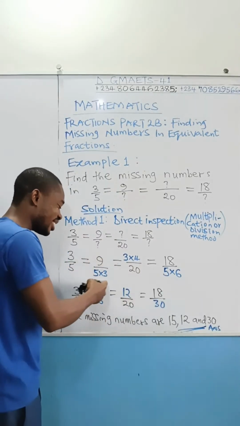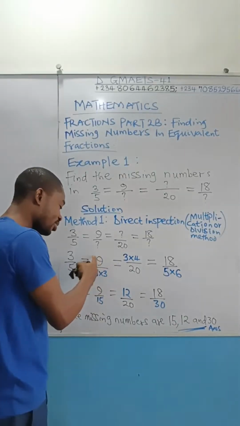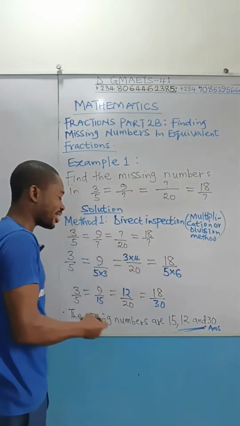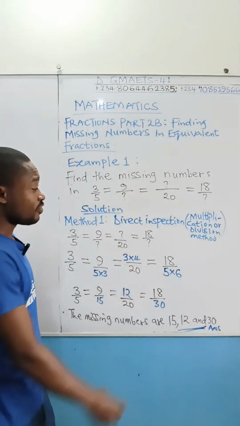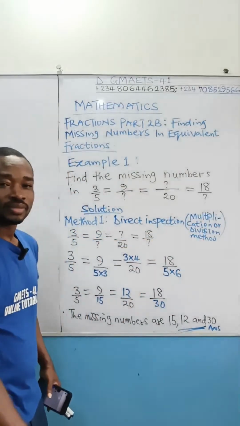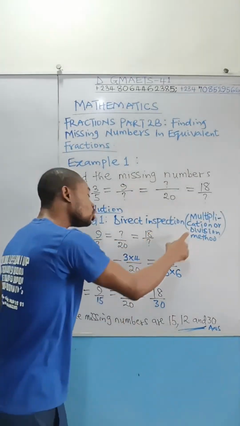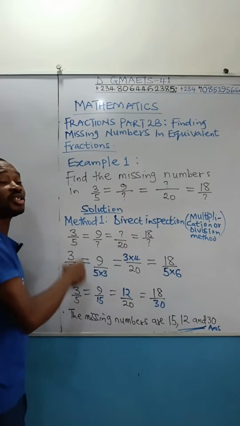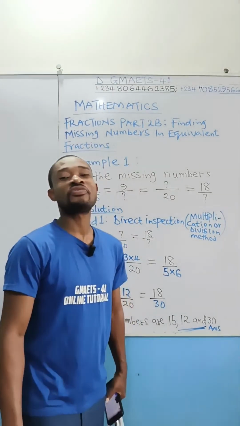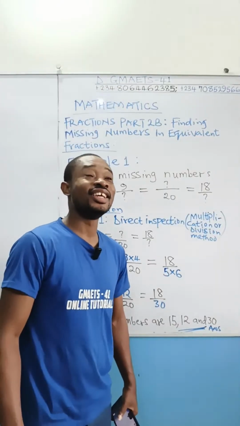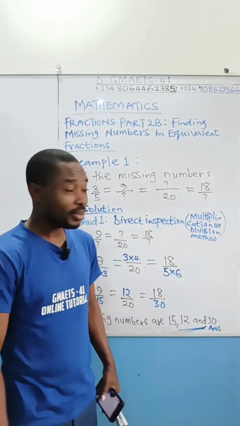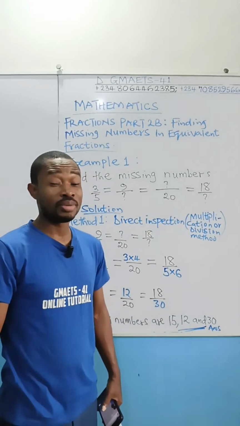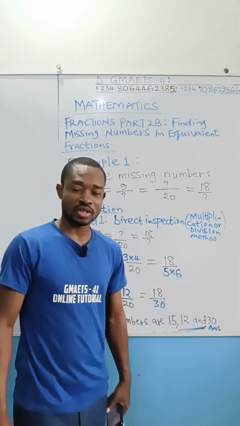I cannot use this 9 over 15. I can't use 9 over 15 equal to question mark over 20 to get this unknown, this question mark. I can't use this fraction. It's not done, if you are using this method. Are you getting me right? By this method, you must go back to that fraction given to you, which is already in the smallest form. So if the fraction is no longer in the lowest form, it becomes a problem using this direct inspection method, multiplication or division method. It becomes difficult. Don't worry, as we are moving on, we are going to find out.